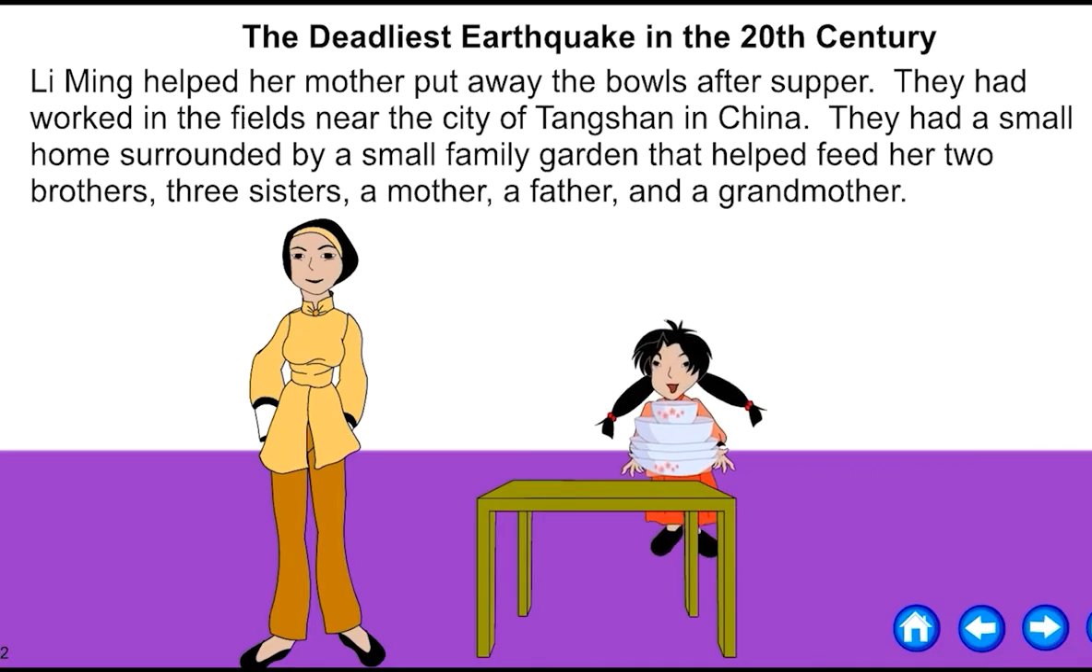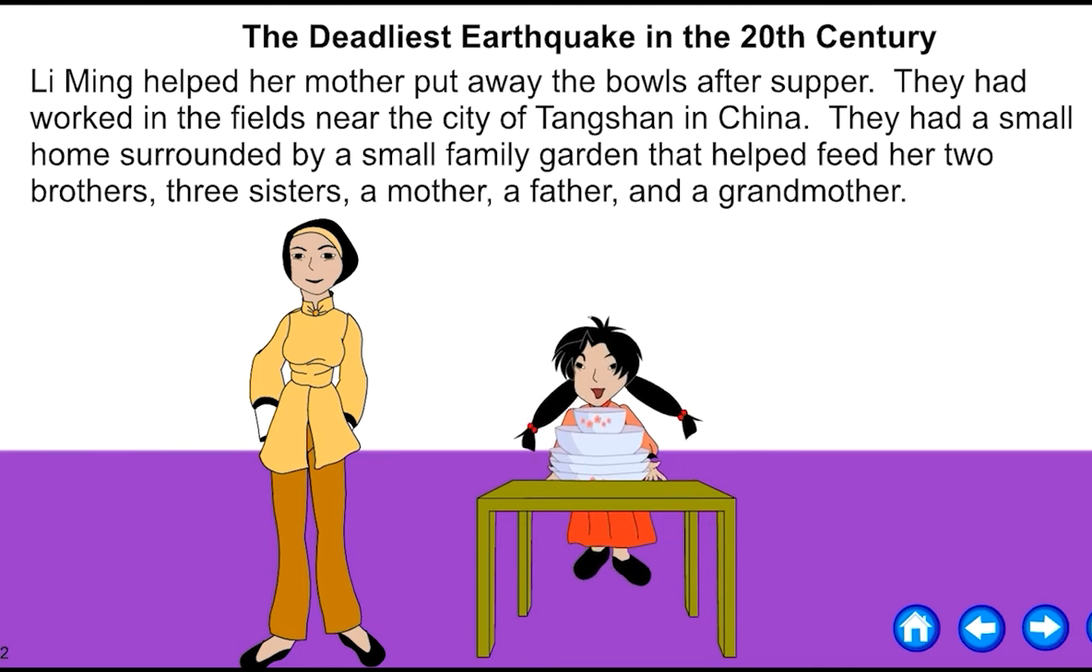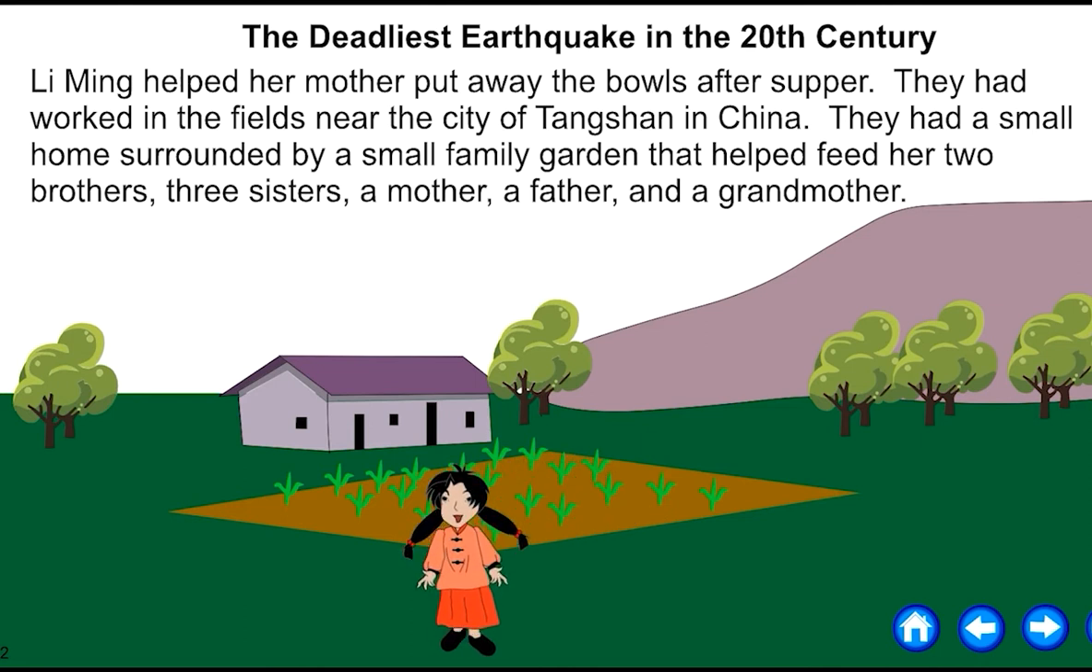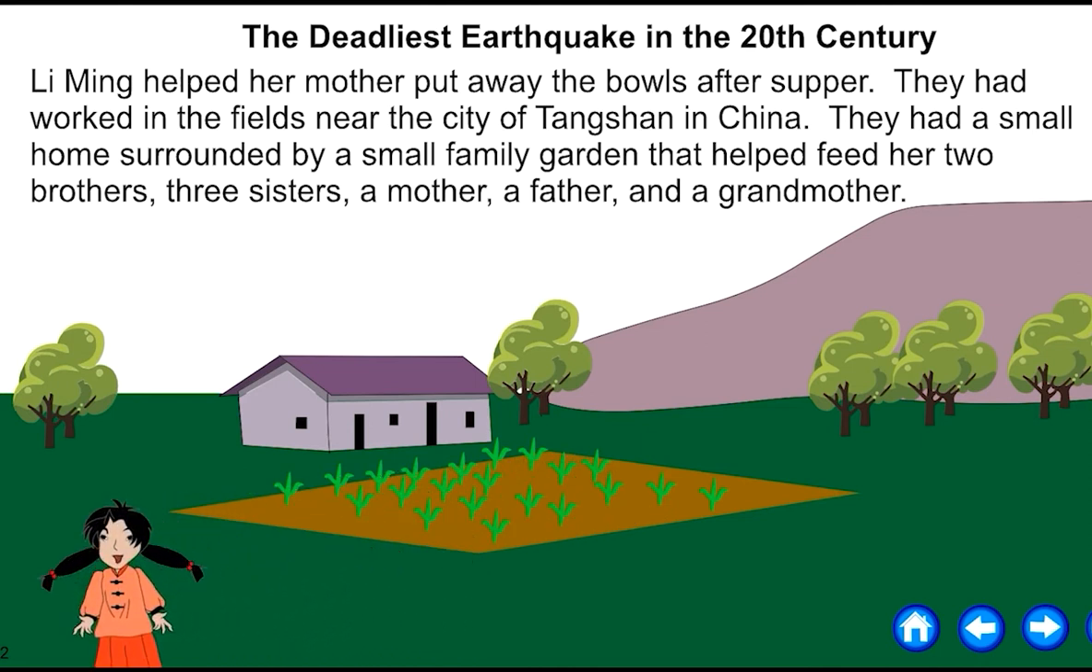Lin Ming helped her mother put away the bowls after supper. They had worked in the fields near the city of Tangshan in China. They had a small home surrounded by a small family garden that helped feed her two brothers, three sisters, a mother, a father, and a grandmother.